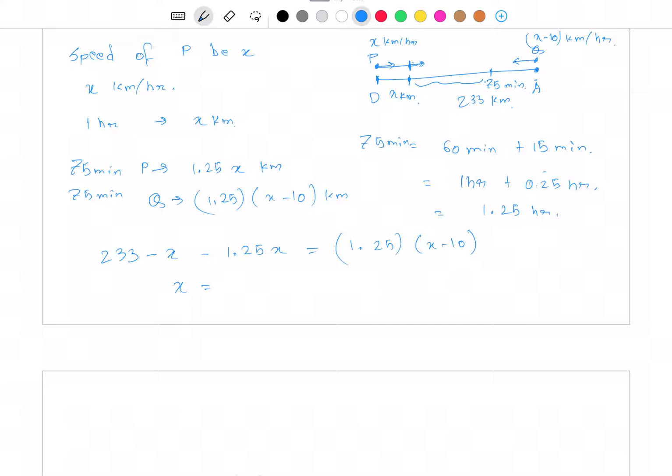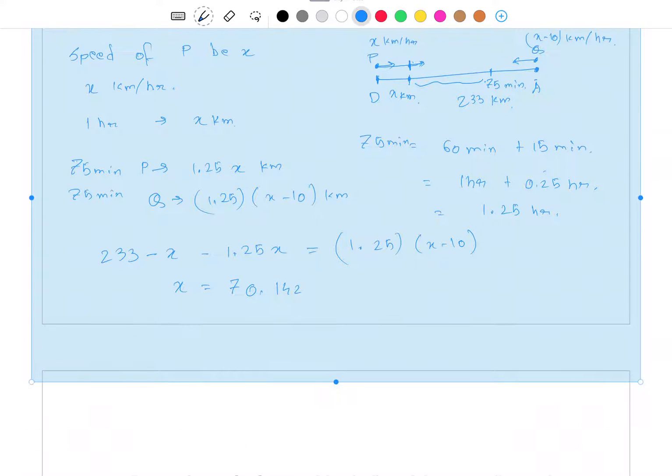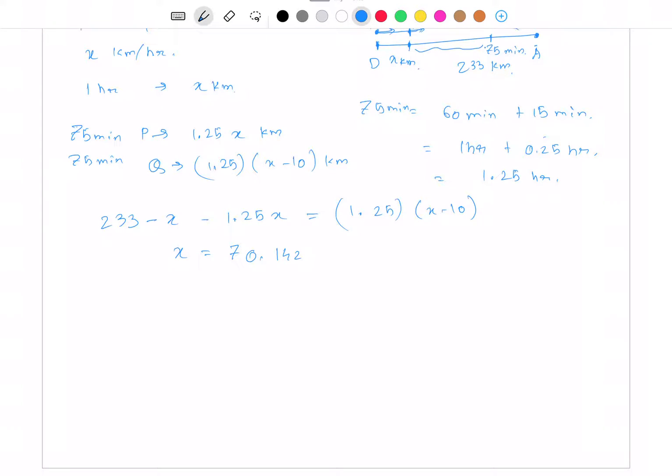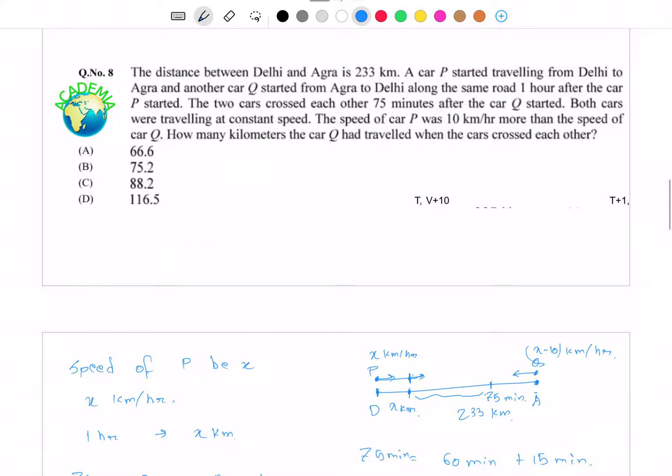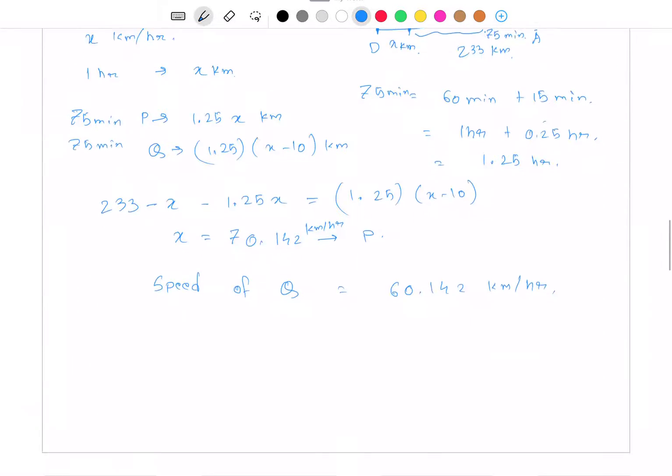One minute, just let me check. x would be around 70.142, and this was the speed of P. So the speed of Q would be 10 less, so 60.142 kilometers per hour. So this is the speed, and the question asked how many kilometers Q has traveled before they crossed.